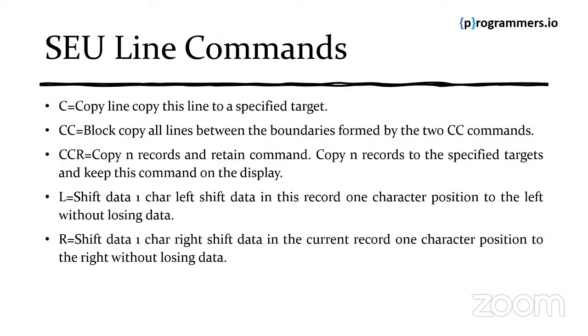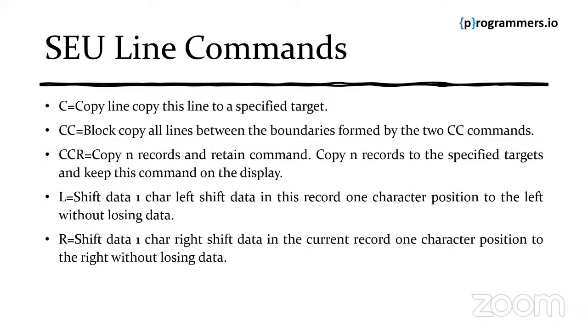Next is the C line command. We can copy a coding line and paste it at a specific target. If you want to copy a block of code, you can use the CC line command. We need to define the boundary, from where to how many lines we need to copy. And then CCR: whenever you copy a block of code and need to paste it multiple times anywhere, you can use CCR, so you can copy code multiple times.